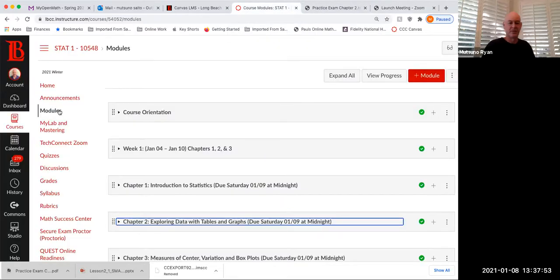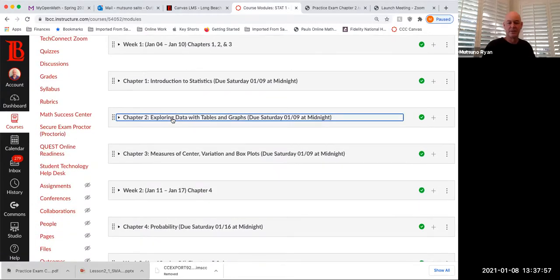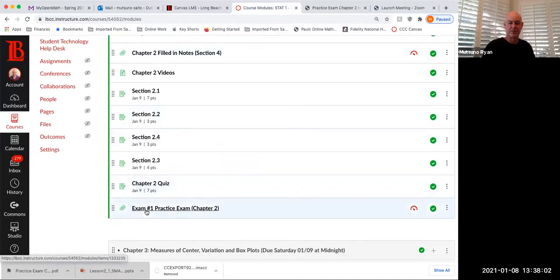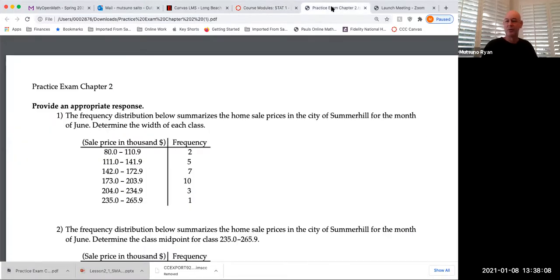You log into your Canvas account and you go to modules to find a chapter 2 practice test. Hit chapter 2, and at the bottom is going to be the chapter 2. It's part of exam 1, but it's the chapter 2 practice exam. And I'm going to go ahead and start here.